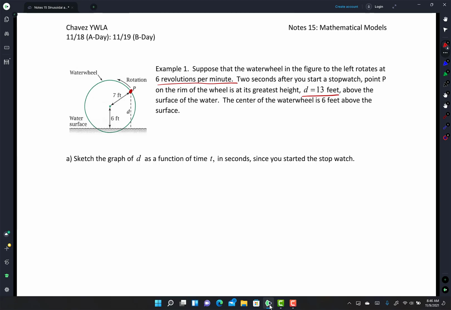We have a water wheel. It looks like it's rotating counterclockwise, and that point P at the highest point is 13 feet above the water, and then at the lowest point, it looks like it's 1 foot below the water because the radius is 7 feet, and it tells me from the center to the surface of the water is 6 feet, so point P will be 1 foot underneath water at some point. Does that make sense to you guys?